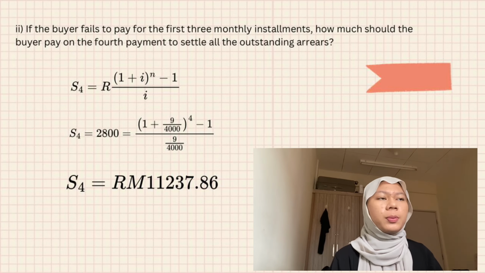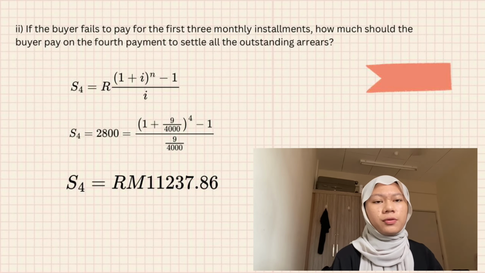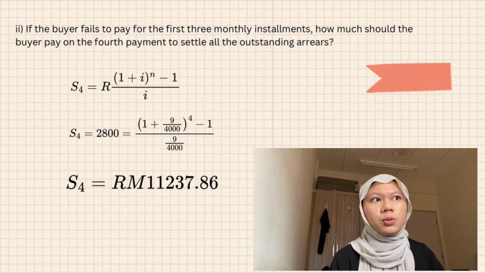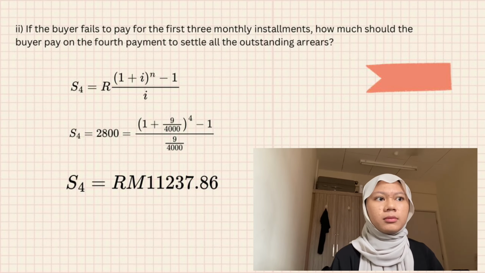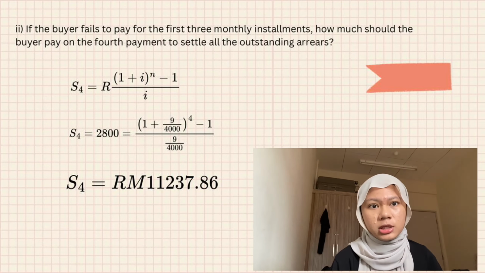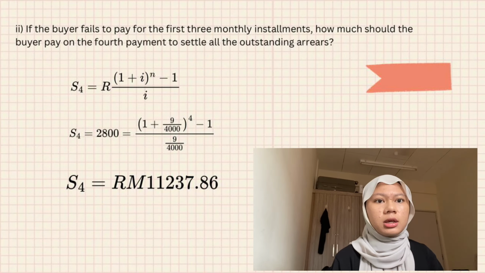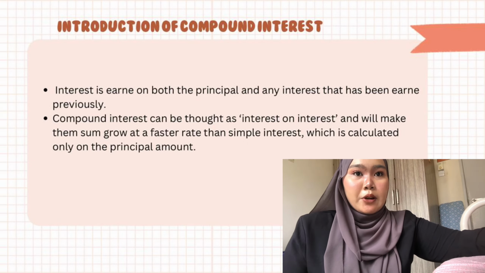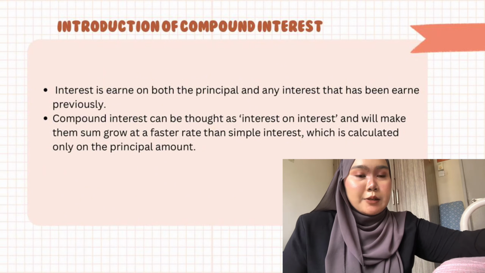Question number 2. If the buyer fails to pay the first 3 monthly installments, how much should the buyer pay on the 4th payment to settle all the outstanding arrears? For this question, we're looking for the 4th payment, so we're going to use the S formula. We put in all the information that we got above. Lastly, the answer we got is RM 11,237.86.